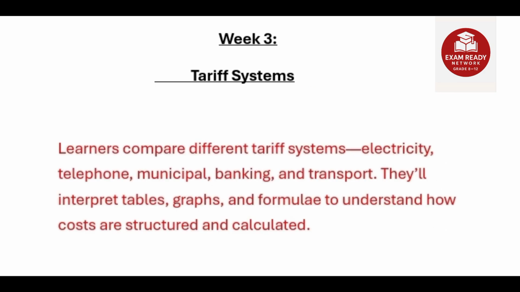So, coming to week 3, your topic will be tariff systems. The learners compare different tariff systems: electricity, telephone, municipal, banking, and transport. They will interpret tables, graphs, and formulas to understand how costs are structured and calculated. So you must go through this topic as well, because your term 1 test will cover it.